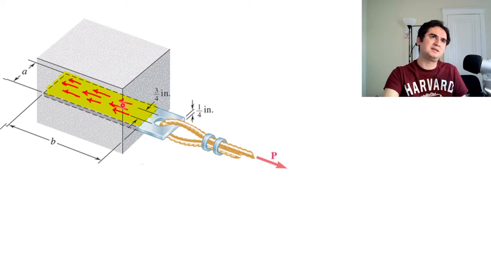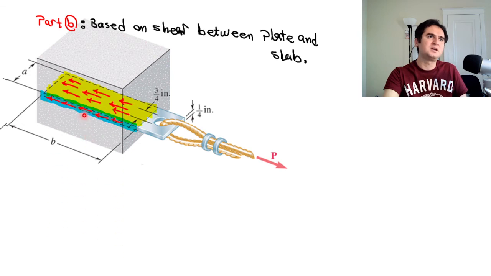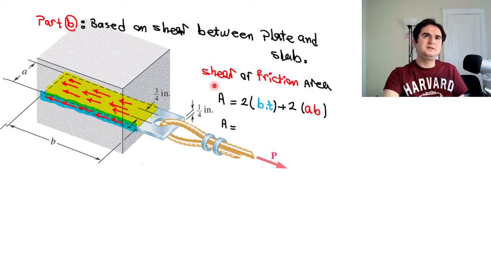There is friction at both sides, and if we want to show that, that's something like how you can see it here, and there is one at the rear. So part B is based on shear between plate and slab. You can see between the steel plate and the concrete slab, the shear or friction area is 2 of top and bottom, and 2 at the sides.